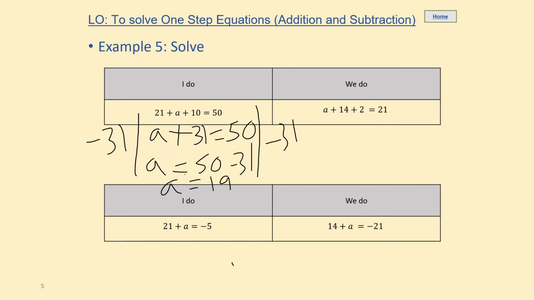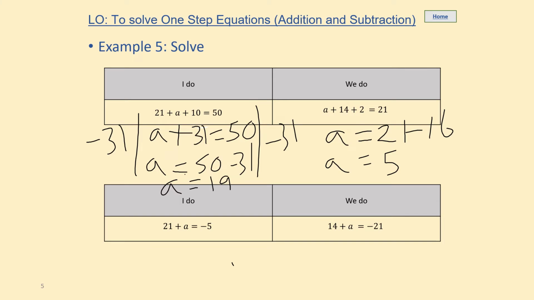Okay, so have a think about it. Okay, well done. A plus 16 equals 21. So A equals 21 subtract 16. So A equals 5.